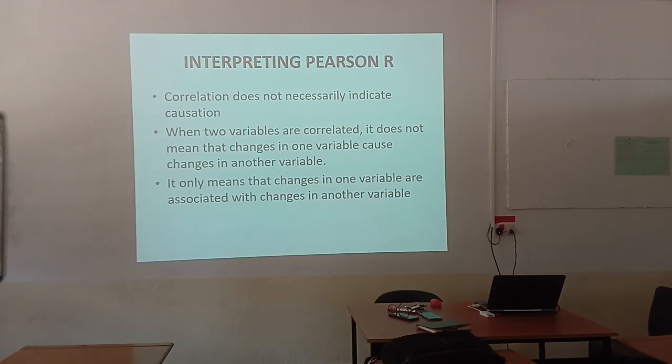So that first bullet, take note of it. Okay? When two variables are very strongly correlated, that does not mean that changes in one variable are causing changes in another. It only means that changes in one variable are associated with changes in the other variable. Going back to what I've just said there.